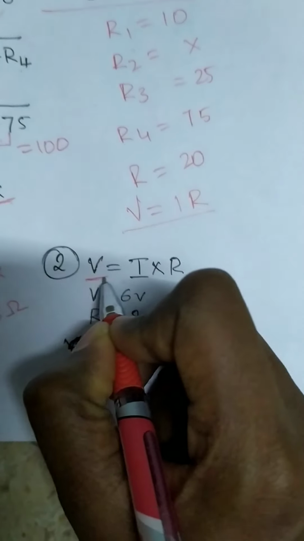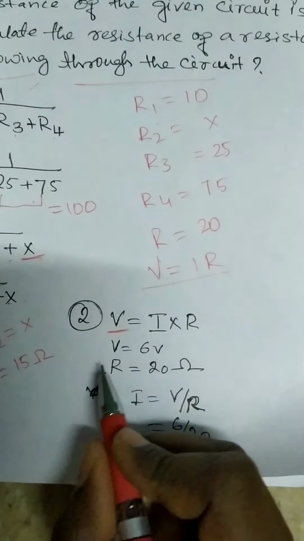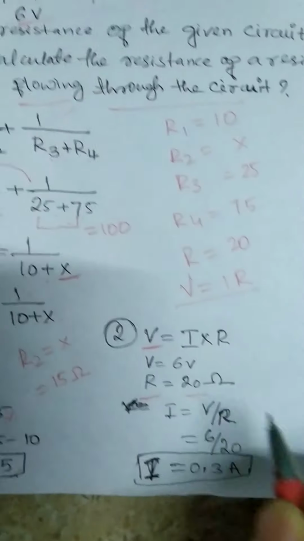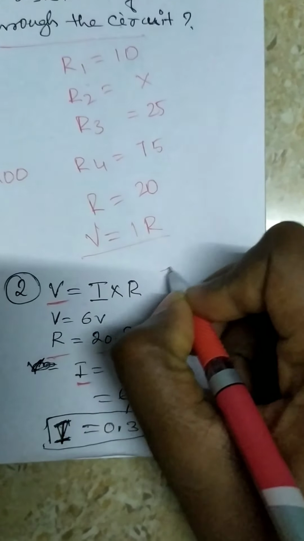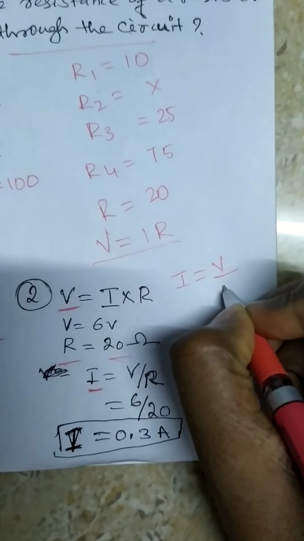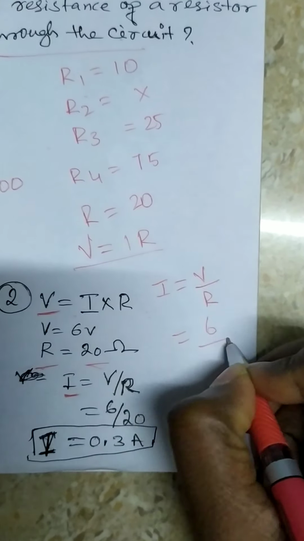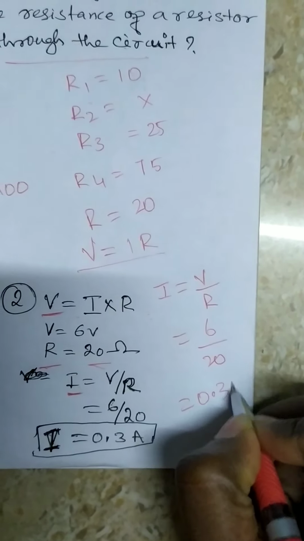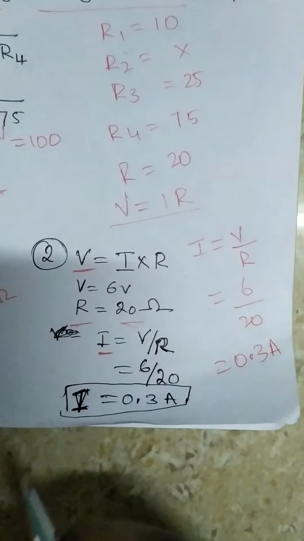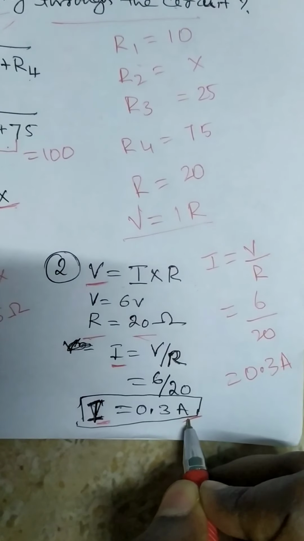We know that V is given as 6 volts in the question itself, and R is given as 20 ohms, which is also given in the question. We just need to find I. So I is V by R, and so I equals 6 by 20, which is 0.3 amps. So you get the total current flowing through the circuit as 0.3 amps.